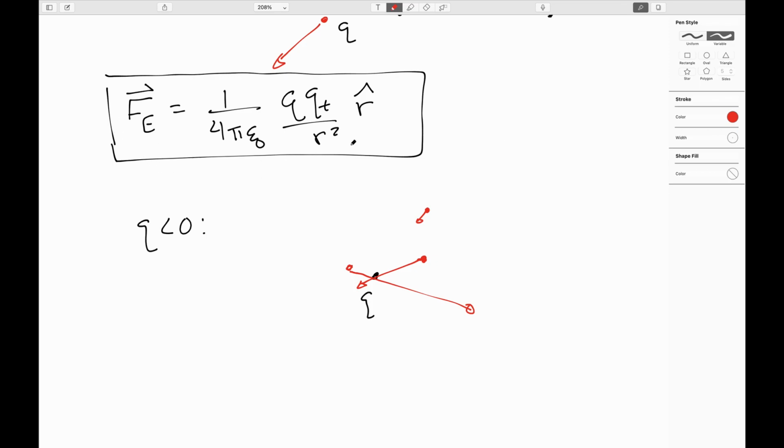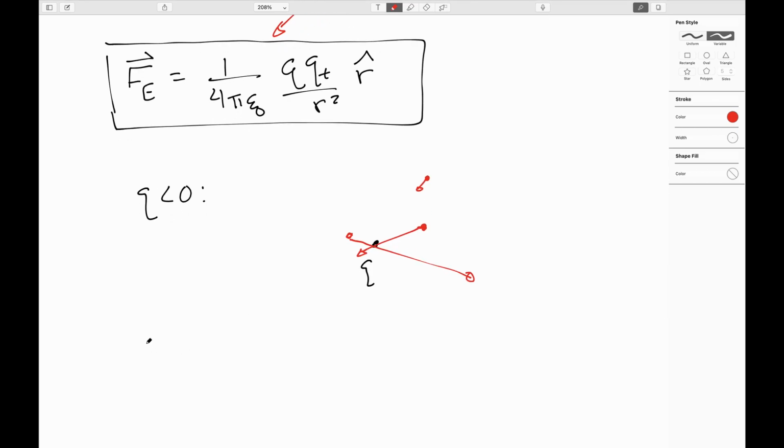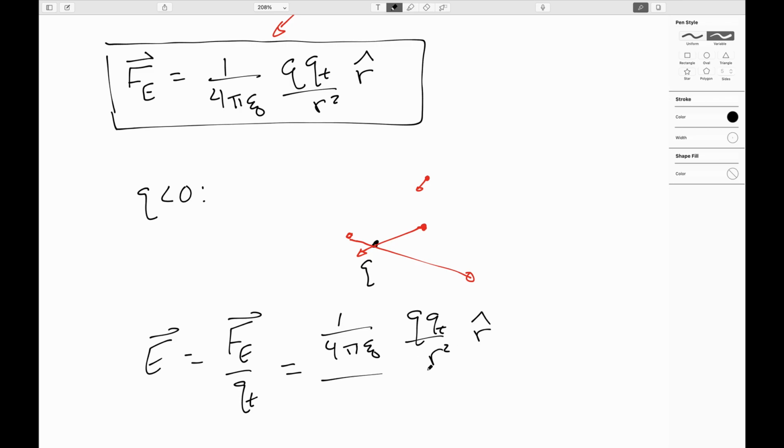So by writing it this way with this r hat, which is a mathematical way of writing away, we don't have to worry about taking care of directions by hand anymore. It all gets taken care of by the plus and minus signs. So now with that, we can use our definition of electric field. Remember, by definition, the electric field at some location was equal to the electric force that a test charge felt with that test charge divided back out. So this will be 1 over 4 pi epsilon naught Q Q test over r squared r hat, and then we divide by Q test.